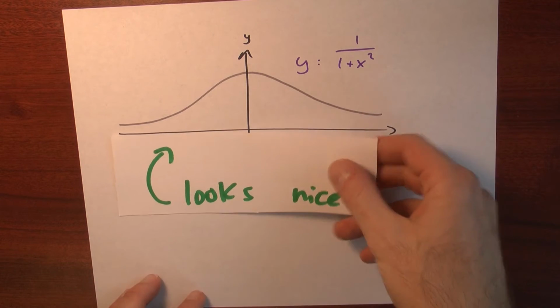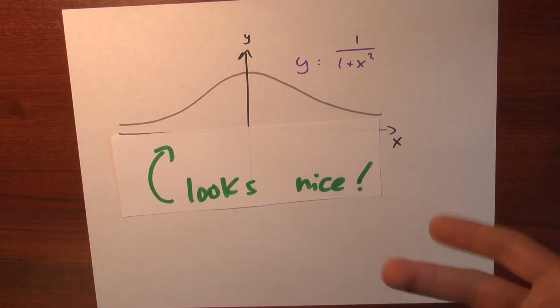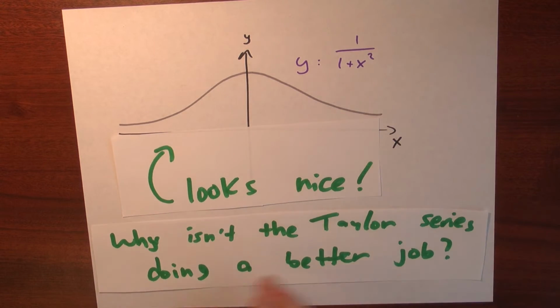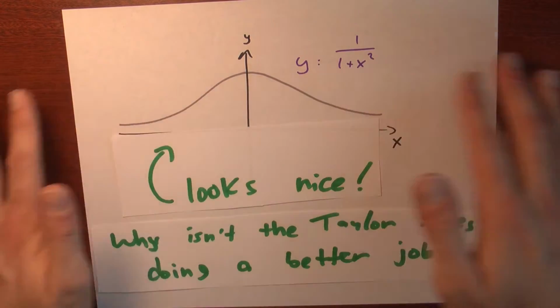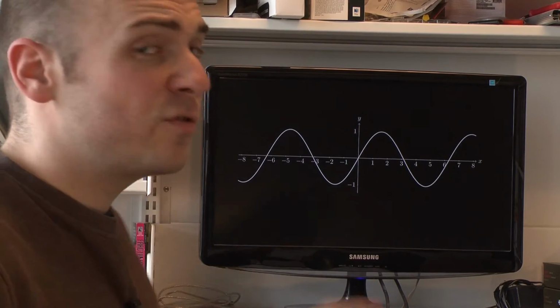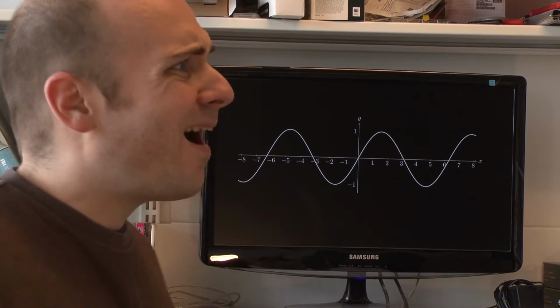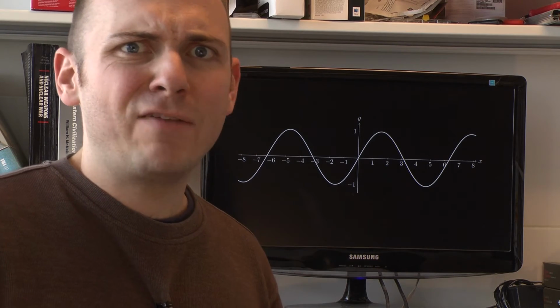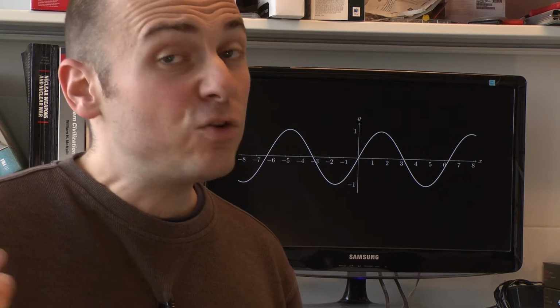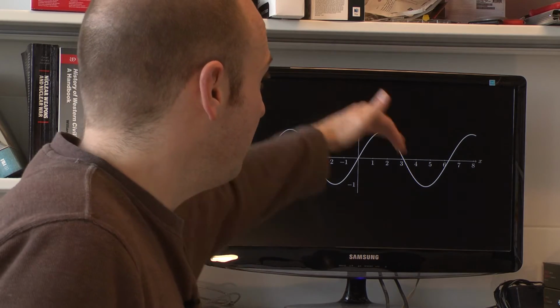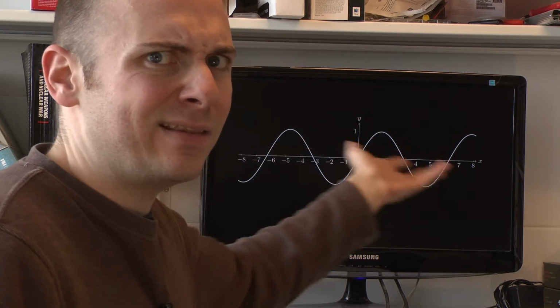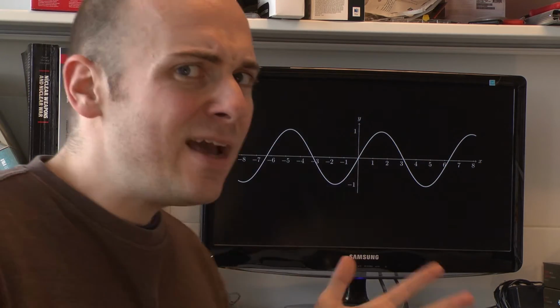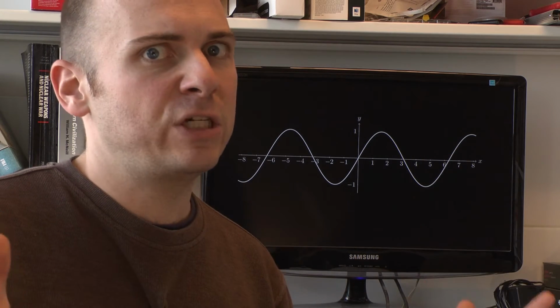1 over 1 plus x squared looks like a really nice function. So if it's such a nice function, why isn't the Taylor series centered around 0 doing a better job of approximating the function far away? Well, here I've graphed y equals sine of x. And honestly, qualitatively at least, this isn't so different looking from the graph of 1 over 1 plus x squared. The graph of 1 over 1 plus x squared had kind of a big bump in the middle, and this thing's just got lots of bumps. And yet the Taylor series is just a totally different experience.